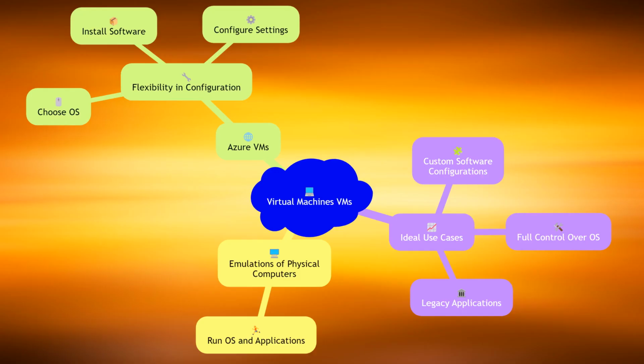Virtual machines, VMs, are emulations of physical computers. They run an operating system and applications just like a physical computer. In Azure, VMs provide the flexibility to configure the environment exactly as needed. You can choose the operating system, install software, and configure settings. VMs are ideal for applications that require full control over the operating system, custom software configurations, or legacy applications that cannot be easily containerized or converted to serverless functions.